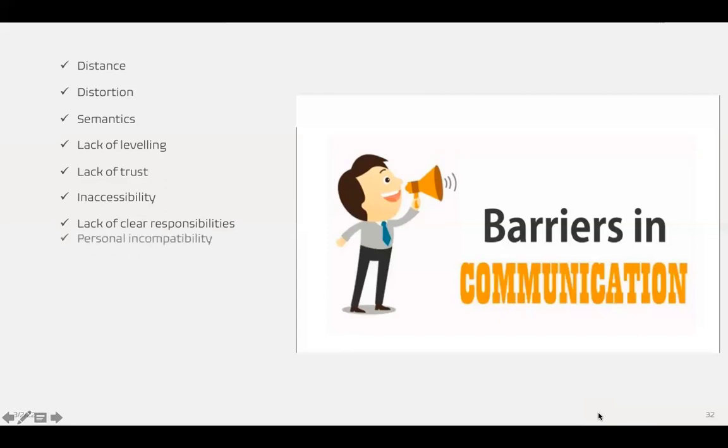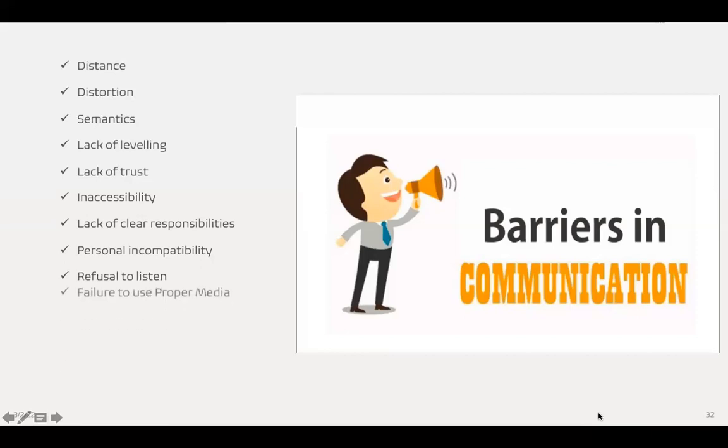Next, we have personal incompatibility. Often, the personality of the supervisor and the subordinate clash and thus create communication blocks. Rather than viewing things objectively, personality factors dominate and issues become personalized. Next, we have refusal to listen. Such an attitude blocks effective communication.